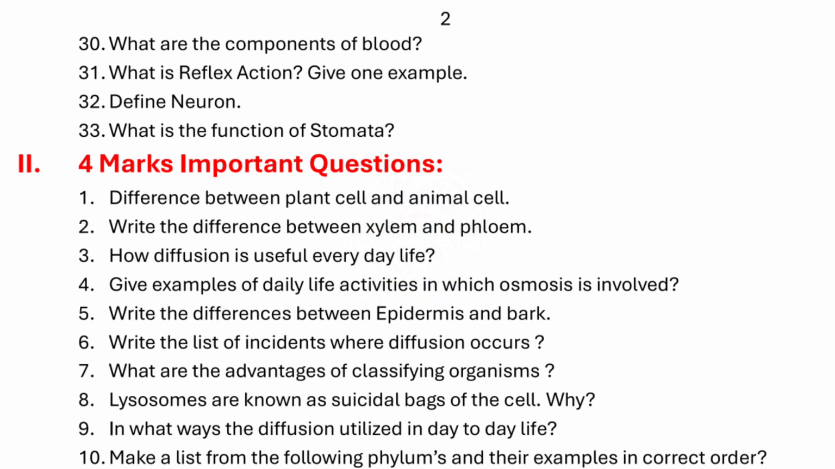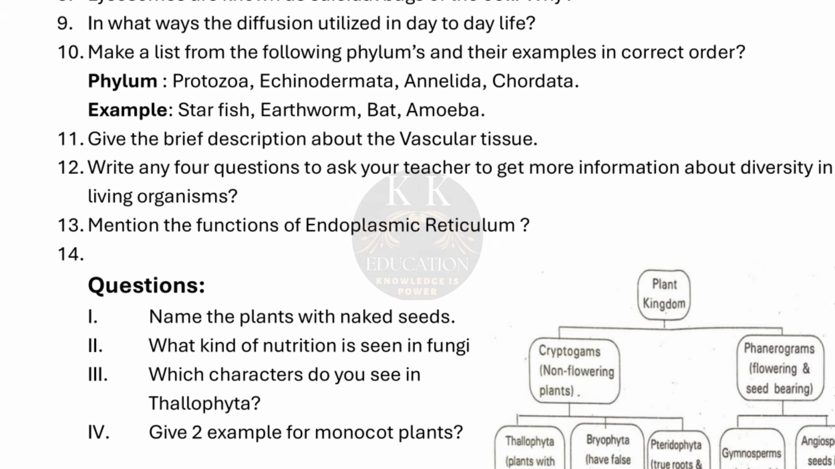10. Make a list from the following phyla and their examples in correct order. 11th question, give a brief description about the vascular tissue. 12th one, write any 4 questions to ask your teacher to get more information about diversity in living organisms. 13th question, mention the function of endoplasmic reticulum.